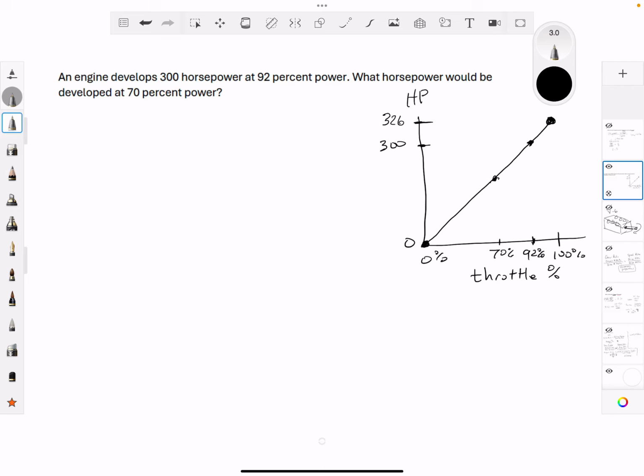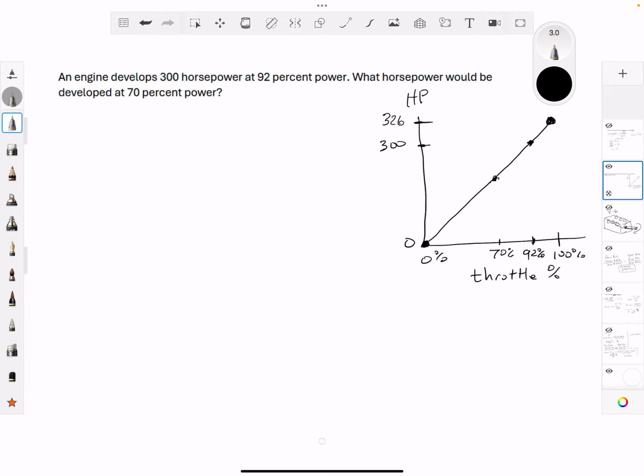An engine develops 300 horsepower at 92% power. What horsepower would be developed at 70% power? So this is a problem that can be a proportion or comparison of two ratios. So let's look at this.